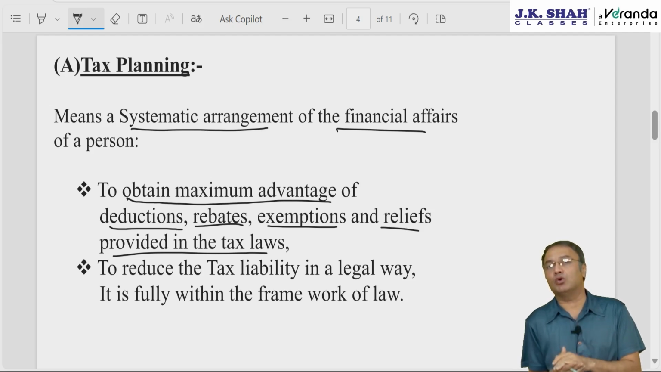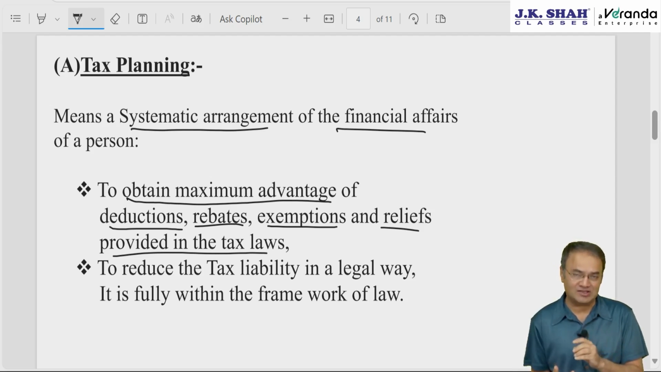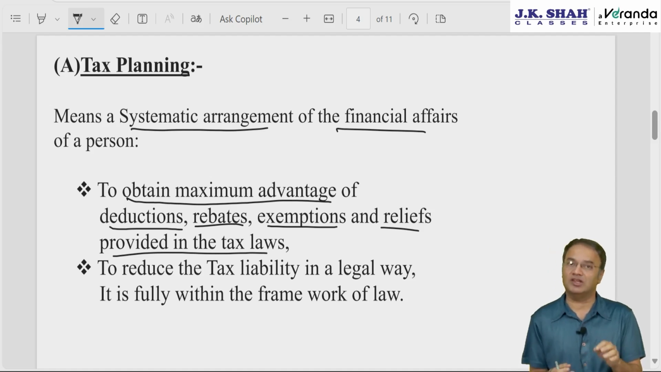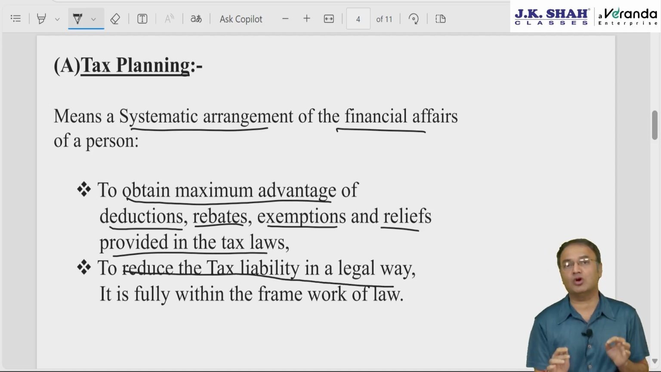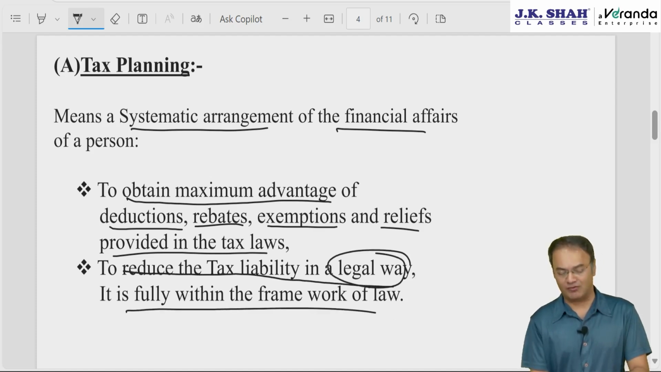For example, under the old tax regime, if the assessee is an individual, any deposits in PPF account claim deduction under 80C up to whatever limit it is allowable, 1.5 lakh rupees, that is called tax planning. The purpose is to reduce the overall tax liability but in a legal way. It is fully within the framework of law.